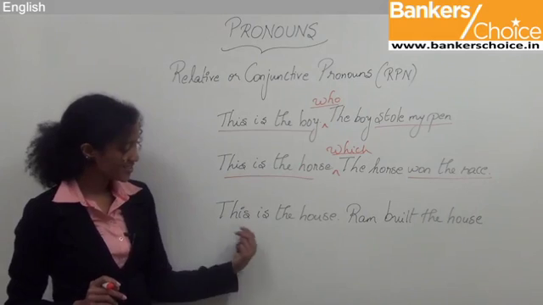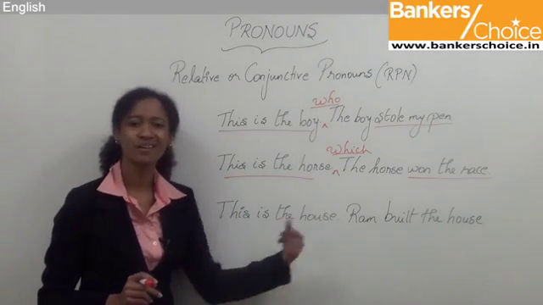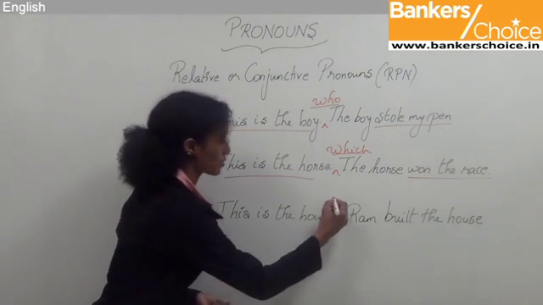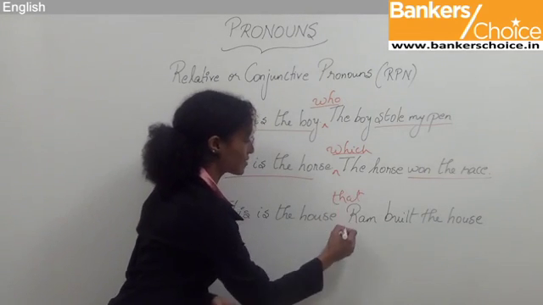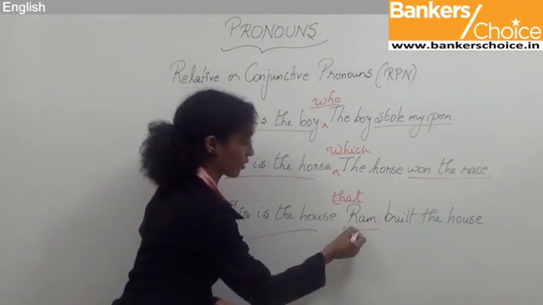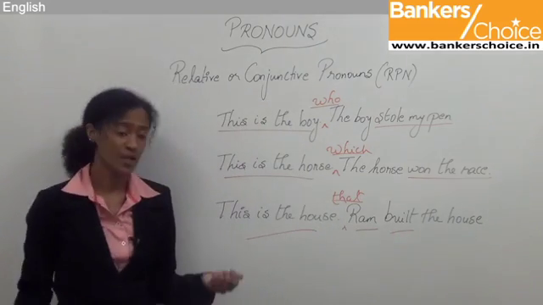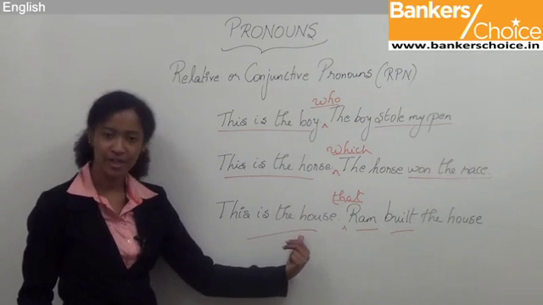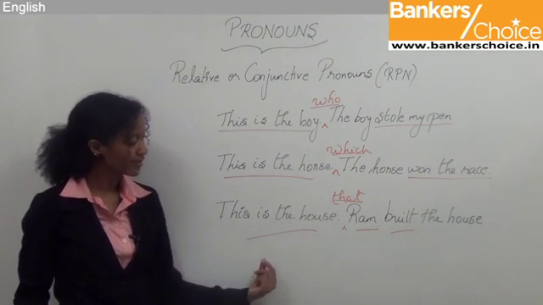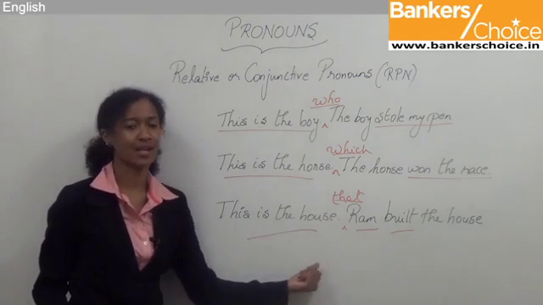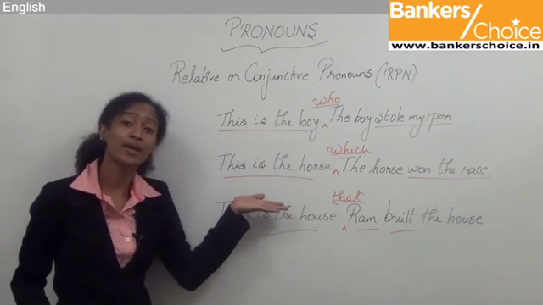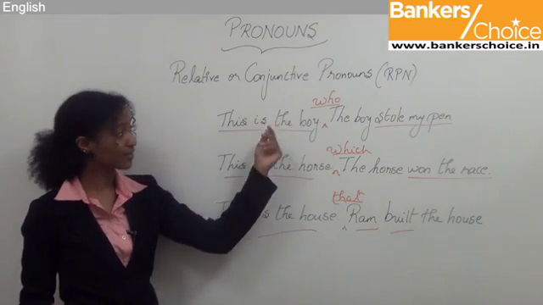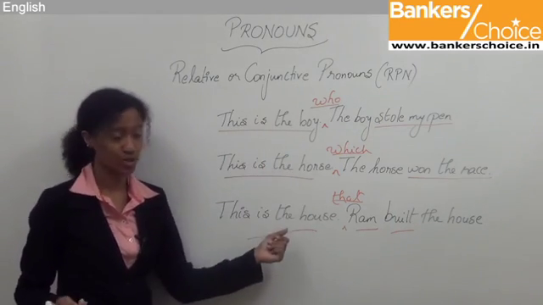The last one: this is the house. Ram built the house. Again, two different statements. So I can say, this is the house that Ram built. So here again, that functions like a pronoun instead of the house, and it combines these two sentences, acting like a conjunction. So that's why they are called conjunctive pronouns. That's how it derived the name.